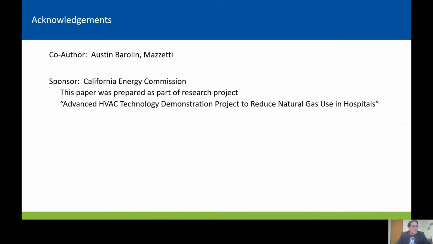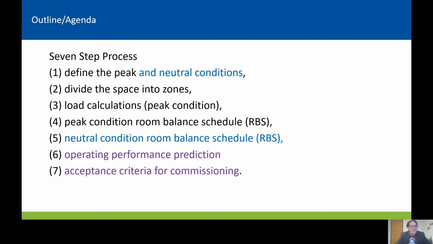We are moving on. Let's acknowledge that this is a white paper that we're presenting from. This paper is an offshoot of the California Energy Commission research project, which involved converting constant volume systems in a hospital into variable air volume systems. The engineer of record and the primary author of that project is our revered colleague and my buddy, Austin Barlin. So we're going to talk through a 7-step process in the next 10 to 15 minutes.